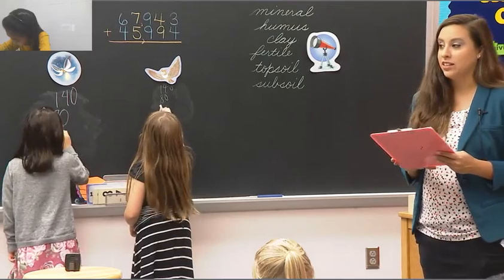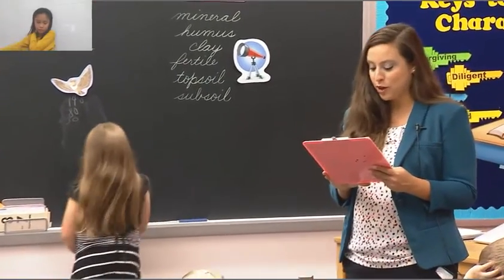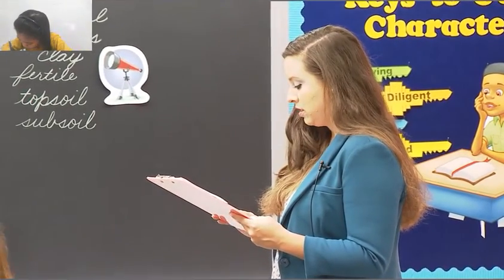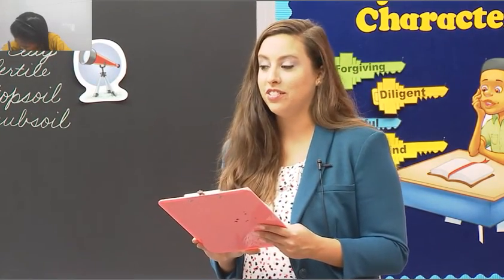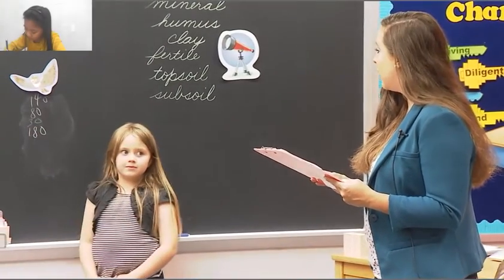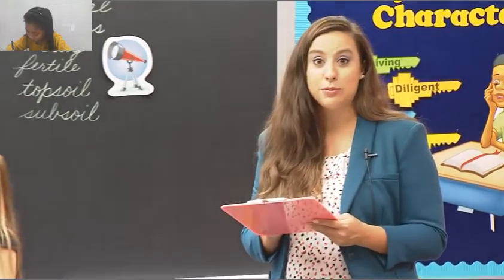33. Emily? 30. Yes, both of you are correct. Did you have to round up or down for that one? Emily? Down. Down is correct. 175. And Emily? 180. Yes, if you had all of those correct, you may put a smile beside that section.